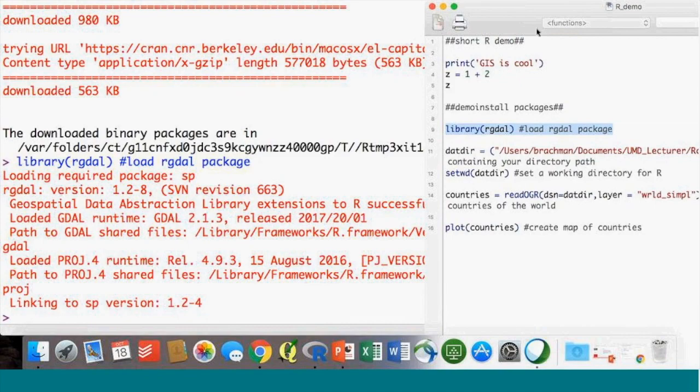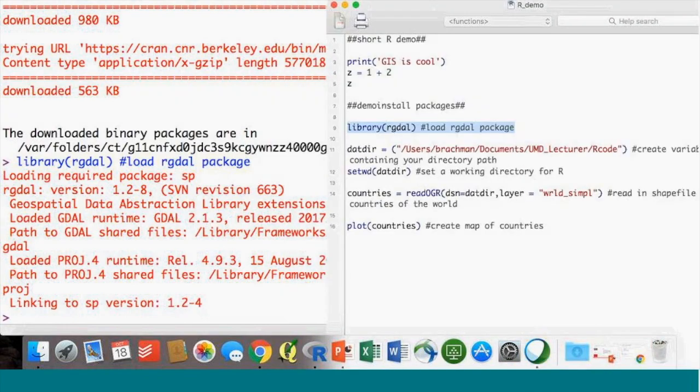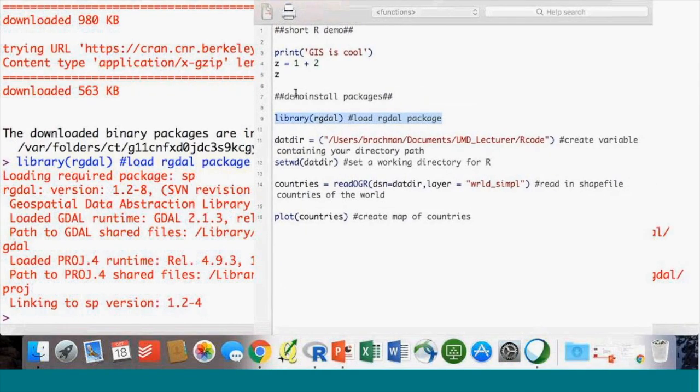So basically, you can do anything that you can do with QGIS, but you can do it programmatically through R. Anything via library. Via this rgdal package, which again you load. It's the library function that you use to load that package. The package is called rgdal.